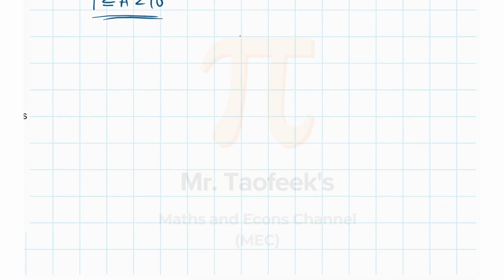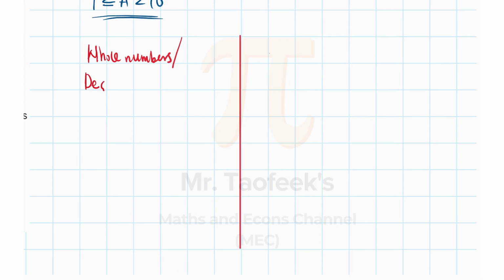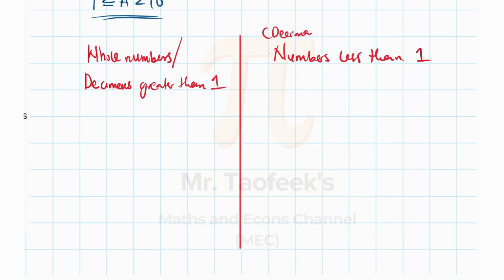And this boils down to basically the two types of numbers we deal with whenever we are dealing with standard form. We have positive numbers, whole numbers or decimals greater than 1. And then the other one is numbers less than 1. So numbers less than 1 are basically always decimals. So decimal numbers less than 1.